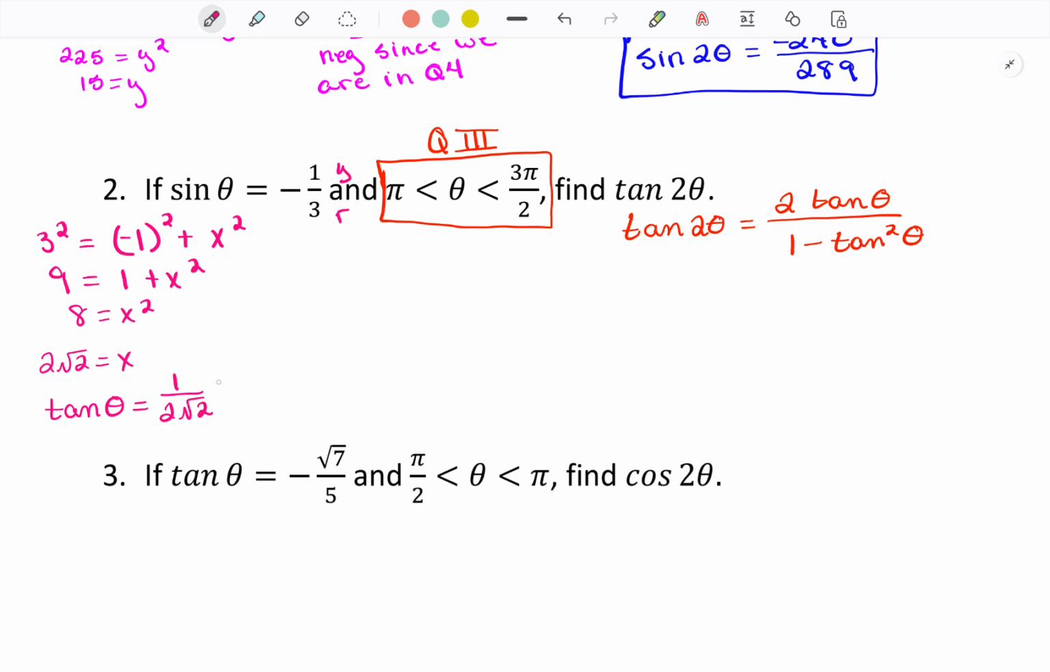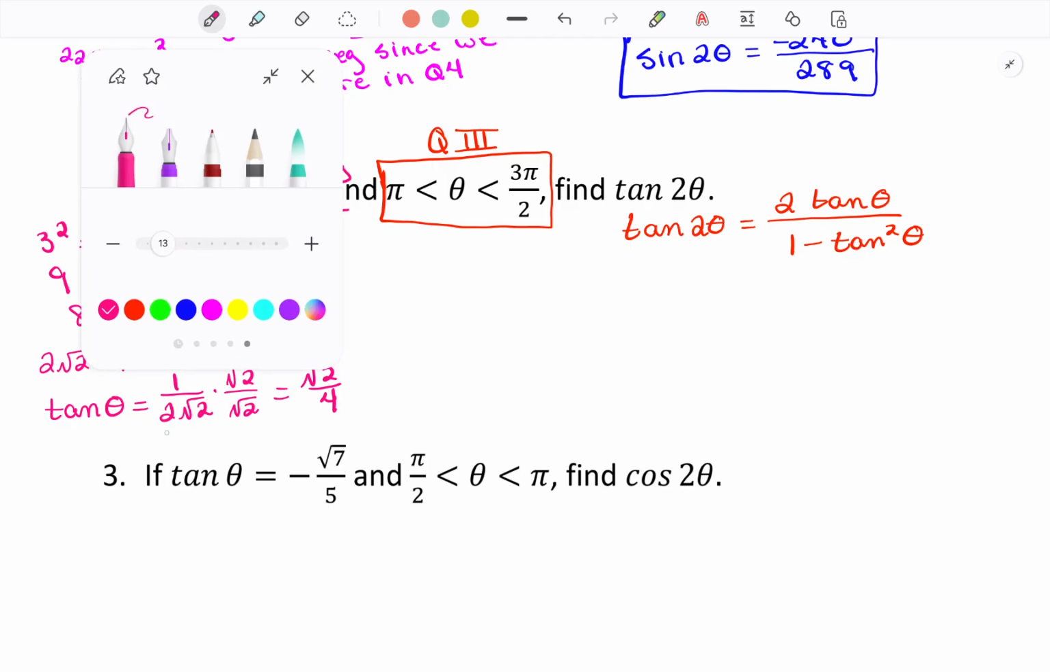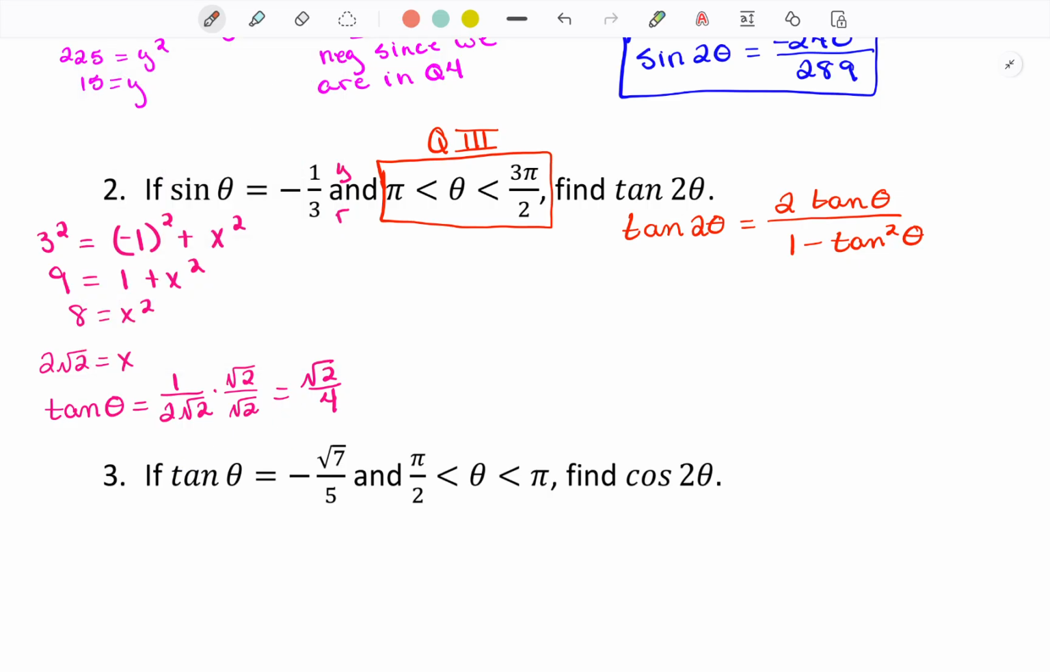And of course, we're going to have to rationalize this. So square root of 2 over square root of 2, that is the square root of 2 over 4. So our tangent is the square root of 2 over 4. I'm just going to go ahead and leave it positive since we are in quadrant 3. And we are going to then plug it into our identity. So the tangent of 2 theta is going to equal 2 times the square root of 2 over 4, and then 1 minus the square root of 2 over 4 squared.